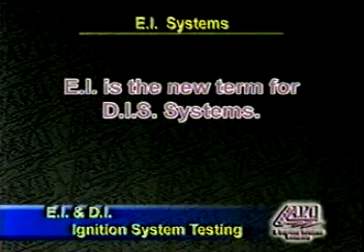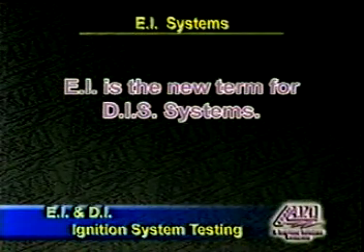Okay, let's talk about the EI systems. Now remember, EI is the new term for DIS. So when we talk about EI systems, we have to ask ourselves, just like we did on DI, how many authorized air gaps are there in an EI system? The answer would be 2. Remember, we are firing 2 spark plugs simultaneously.